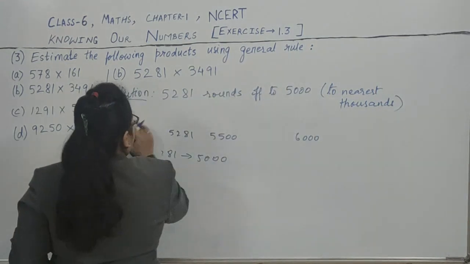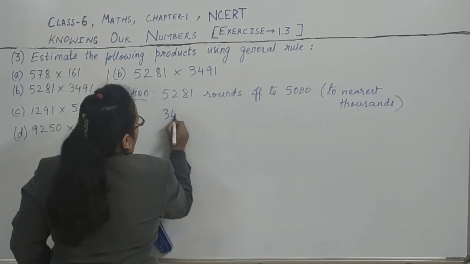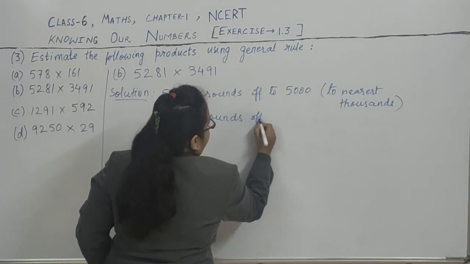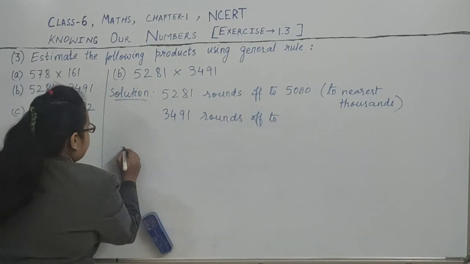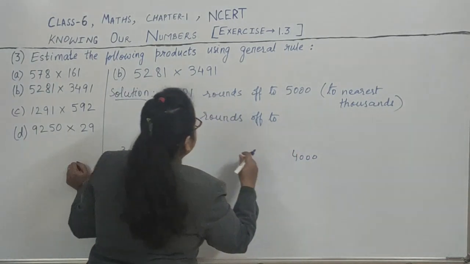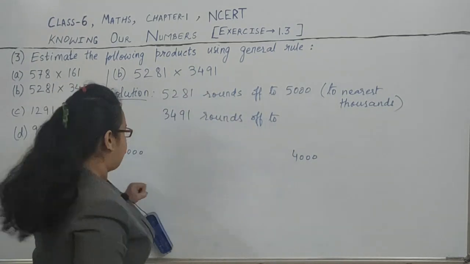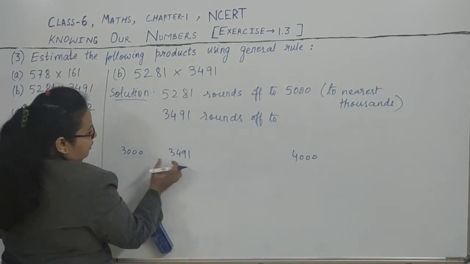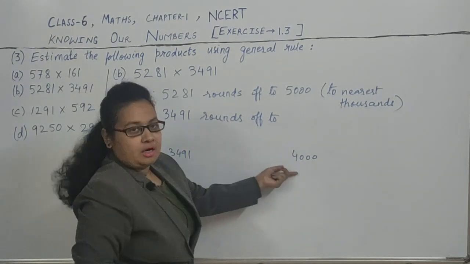Okay. Now the other number. This number will be rounded off. See, 3491 rounds off to what? The nearest thousands for this number are 3000 and 4000, because this is 3491. It means this number lies between 3000 and 4000.